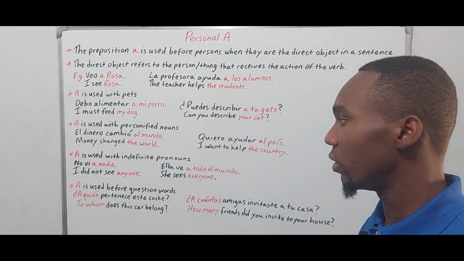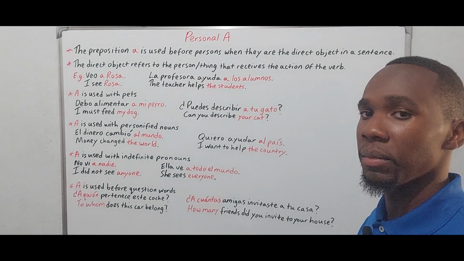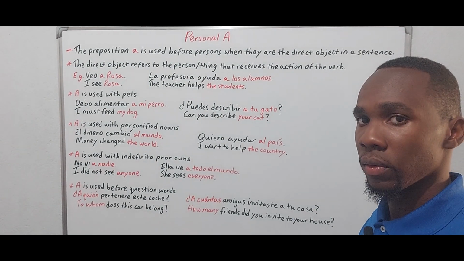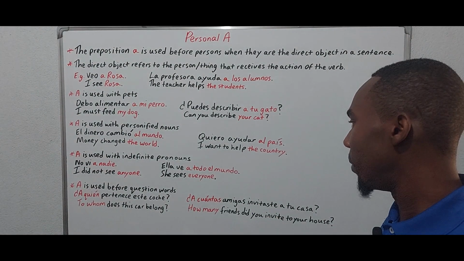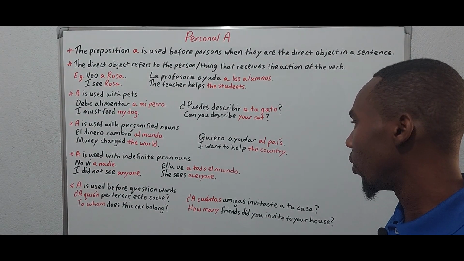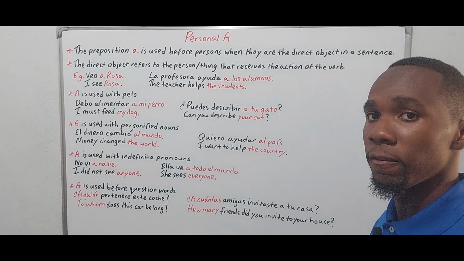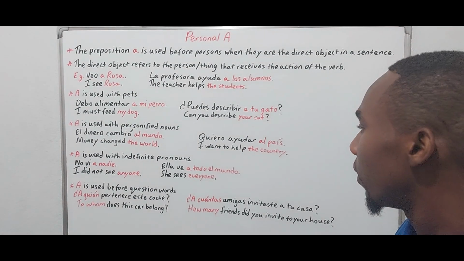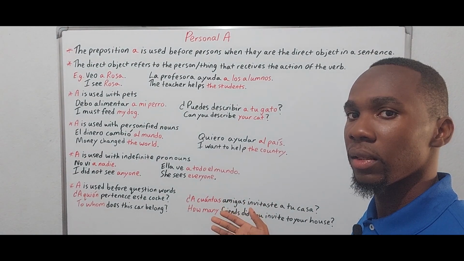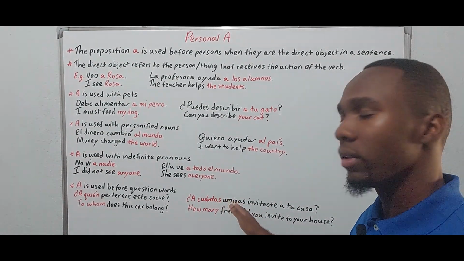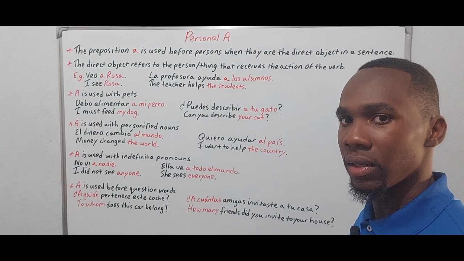So we use it with questions when we are ascertaining particular information regarding a person, right? Remember, a person is still involved. ¿A cuántas amigas invitaste a tu casa? How many friends did you invite to your house? Of course, amigas in this case would be feminine, so we're talking about female friends. ¿A cuántas amigas? We can't say cuántas amigas invitaste, right? Because again, amigas is the direct object.